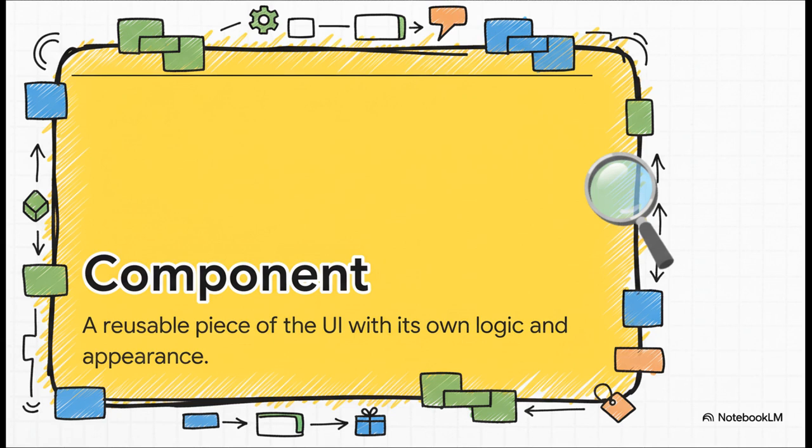This is the absolute fundamental building block of any React app. The best way to think about them is like custom reusable Lego bricks. Seriously. Each one is its own little self-contained piece of the UI. It's got its own logic, its own look and feel. You can make a tiny little button component, or you can build a whole page component. And it's this modularity, this ability to snap pieces together, that makes React so incredibly efficient.